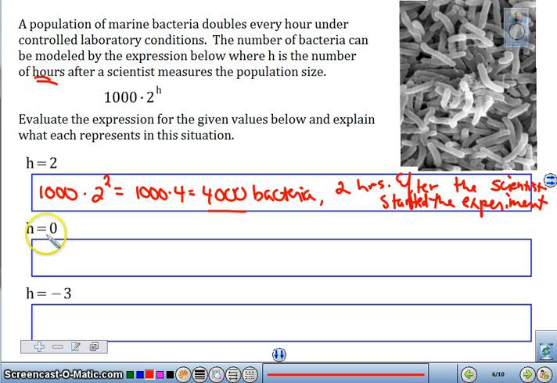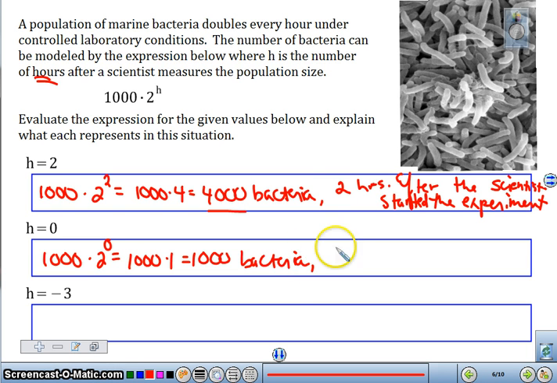Started at 1,000. What does H of 0 mean? Well, first we are asked to solve that. What do we know? Anything to the 0 power is 1. So this is really 1,000 times 1, which is 1,000 bacteria. Labels are important. What are we talking about? This is when the scientists started the experiment. Time 0.